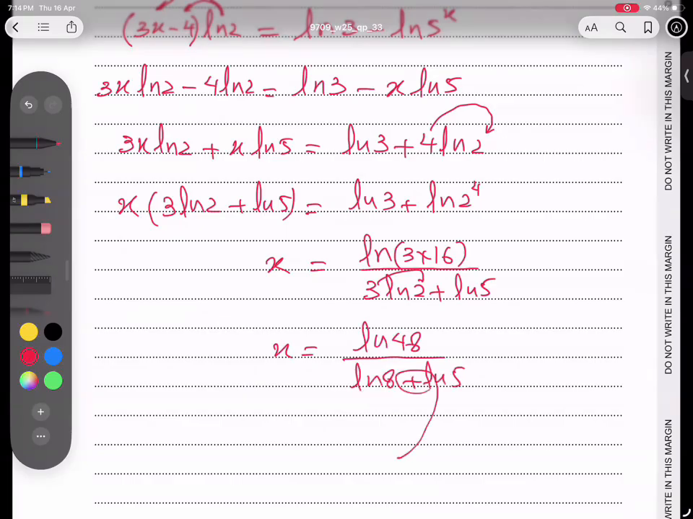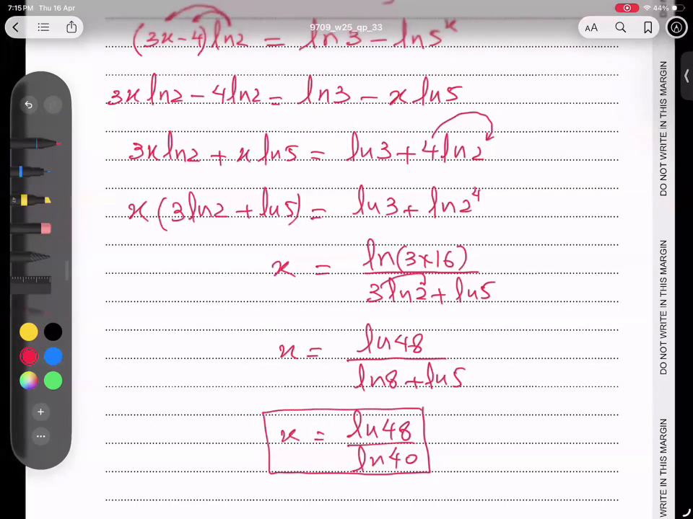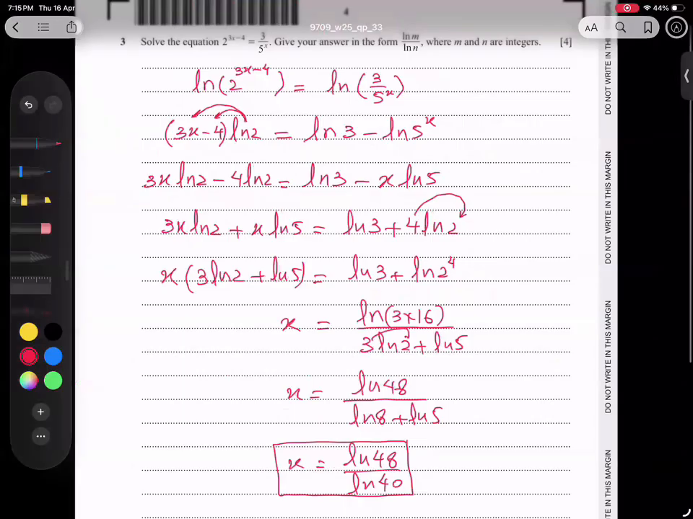Because plus in the middle, 8 fives are 40. So I hope so. This is nothing hard, just need of some practice of some rules of the logarithm. And I hope so the concept of the question is completely clear.